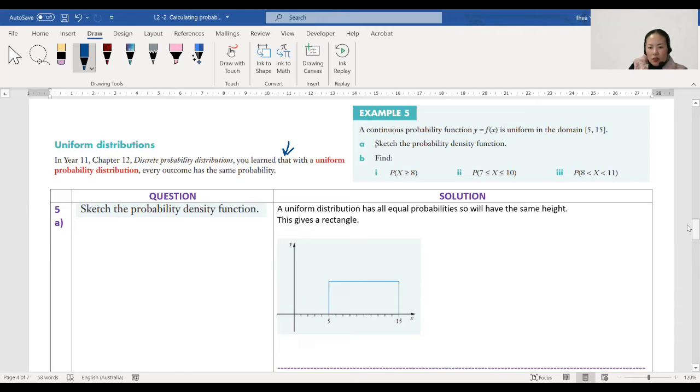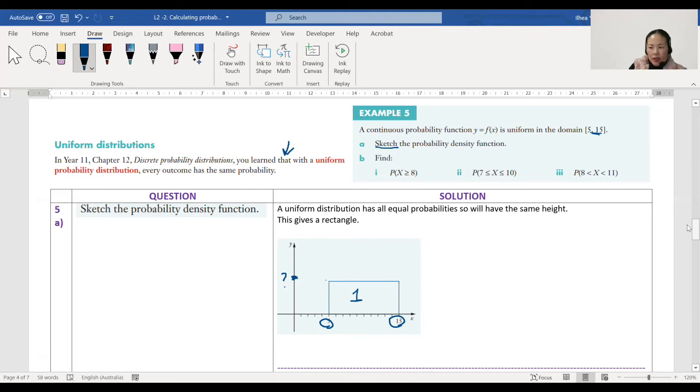Sketch the probability density function, PDF, and that's what I've got here. They're all the same, so it's going to be flat. Those are the x values in the domain, going from 5 to 15. We need to know the heights here. Well, we've got the area is 1.